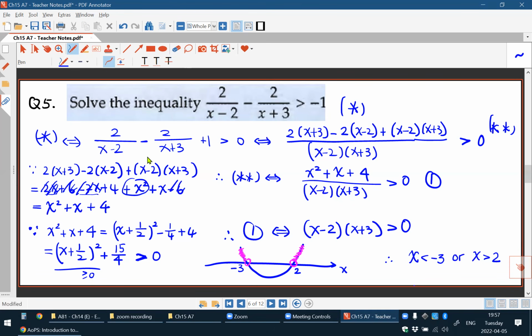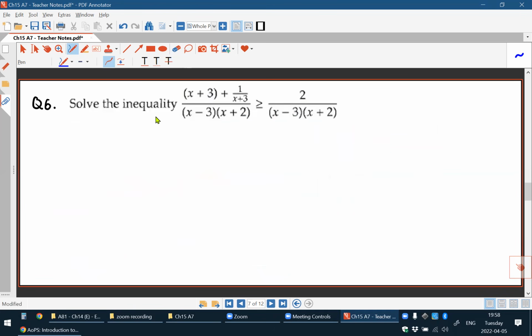All right, let's see the next one. Solve the inequality. It looks like this is a very complex inequality. I have checked your solution. Again, you have multiplied both sides using the common denominator. Can you see why this is not correct?